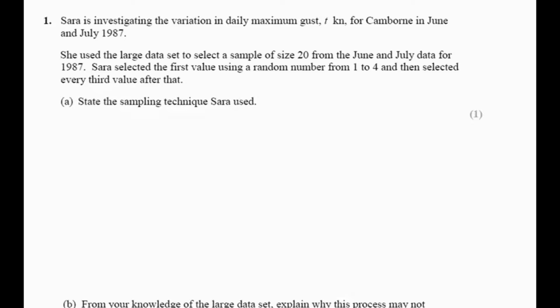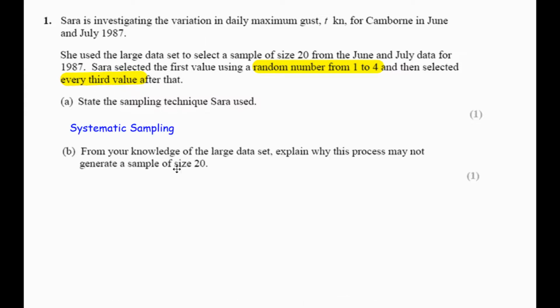The clues in the question are the fact that she chose a random number between 1 and 4, a very small selection to choose from, and then every third value. From that, I know that we're talking about systematic sampling. I wasn't asked to describe it, I was just asked to state what sampling technique it was, and it was systematic sampling.